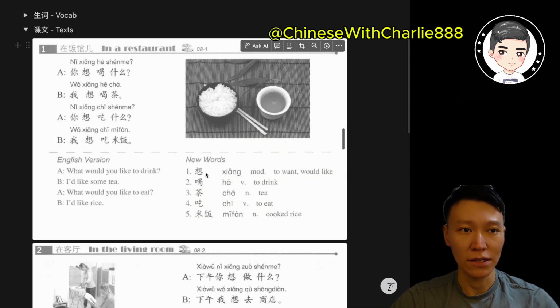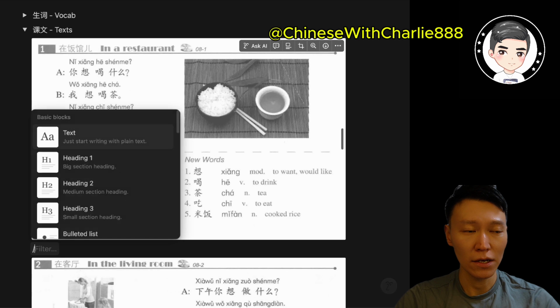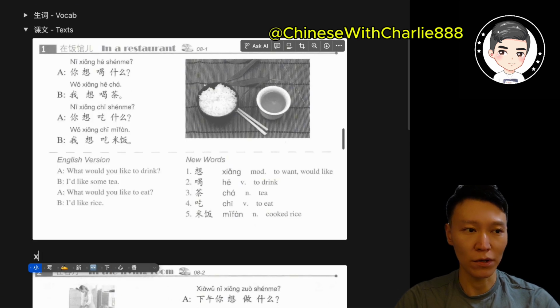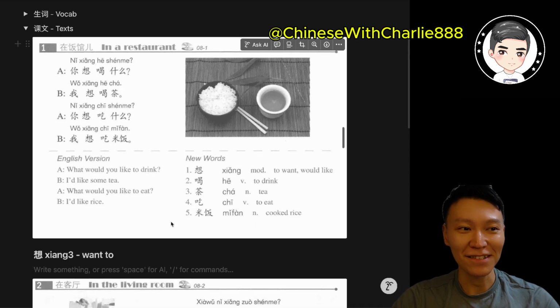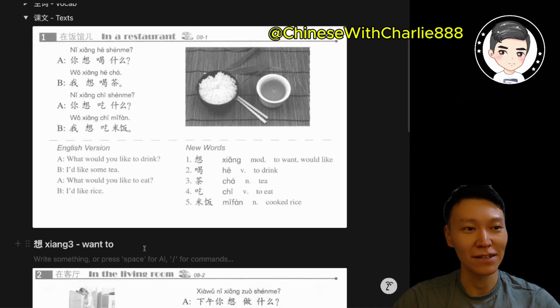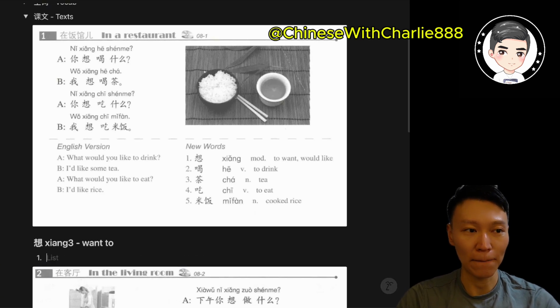Okay, now let's look at new words here. The first one is 想. When we look at 想, most of the people know 想 means want to. But actually 想 has many meanings. So today we're going to break 想 into pieces and see how many meanings it has. The first one, 想 means want to.